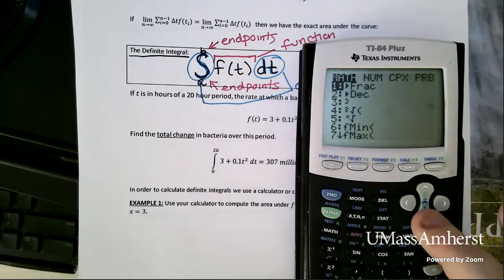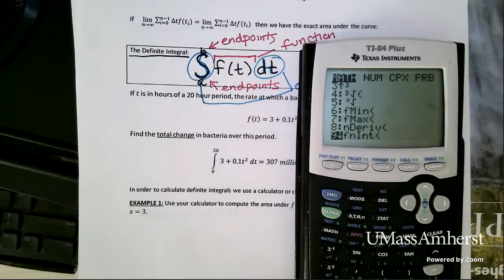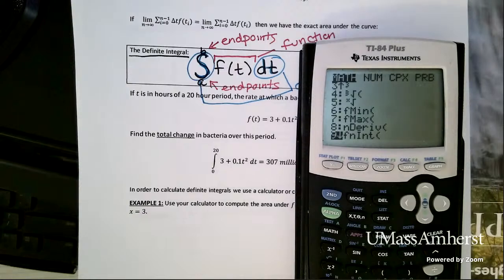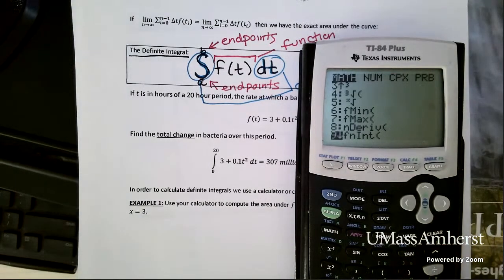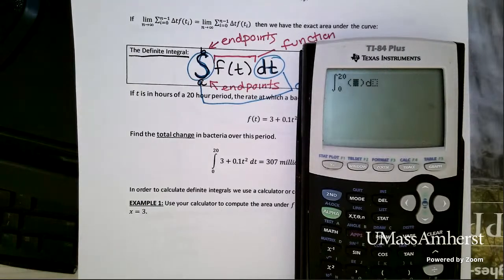And I have to go down to the 9th option, okay, which says FNINT. I can also push the number 9, or I can scroll down and hit enter. On my calculator, it sets up an integral for me that looks like this, where I'm filling in different values. So I have 0 on the bottom, then I hit the up button, I fill in a 20 up on the top. Then I come into the parentheses, and this is where I'm going to fill in my function.